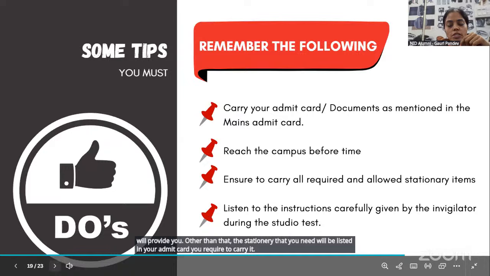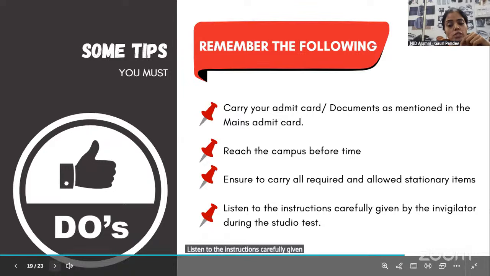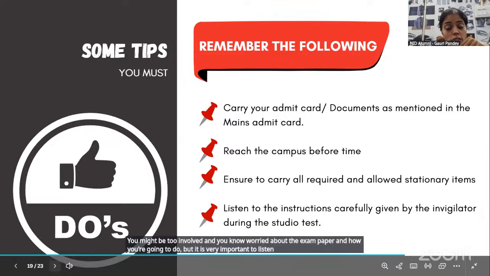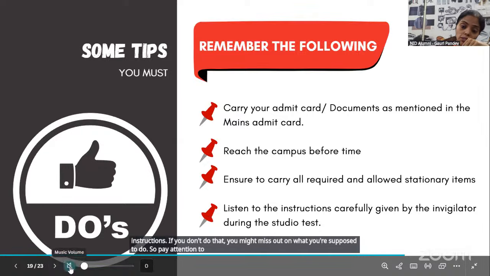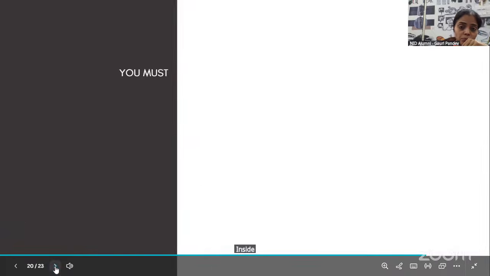Listen to the instructions carefully given by the invigilator during the studio test. Now, you might be too involved and worried about the exam paper and how you're going to do, but it is very important to listen to the invigilator and the instructions. If you don't do that, you might miss out on what you're supposed to do. So pay attention to what's been told to you inside the studio, inside the exam room.